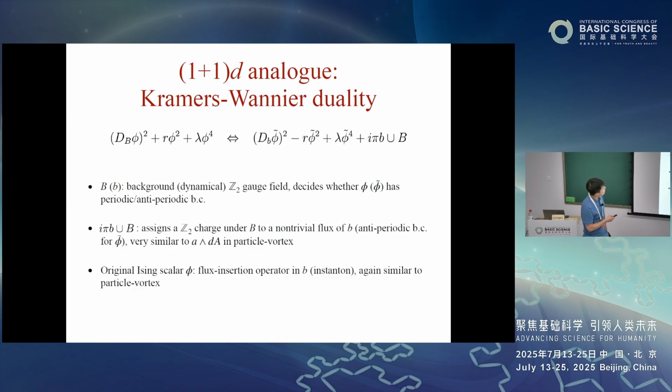So in a similar language, that duality can be expressed in this fashion. Essentially, I'm now having a dual real scalar, which is basically the domain wall of your Ising model in 1+1 dimension. That's now coupled to a dynamical Z2 gauge field. Now let me call it little b. By dynamical Z2 gauge field, what I mean is when you do path integral, you sum over different boundary conditions. Right? That's what dynamical gauge field means.